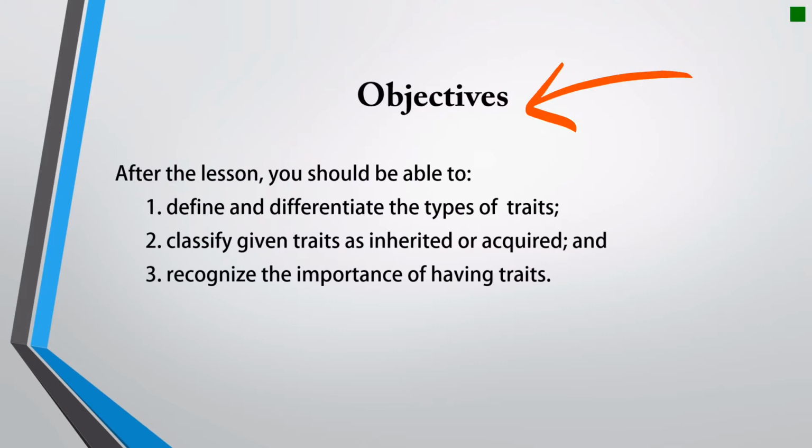Objectives. After the lesson, you should be able to: 1. Define and differentiate the types of traits. 2. Classify given trait as inherited or acquired. And 3. Recognize the importance of having traits.